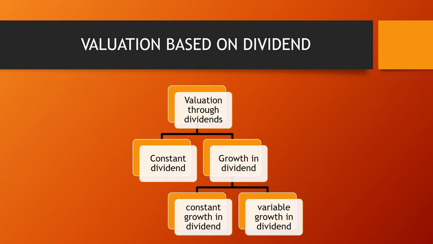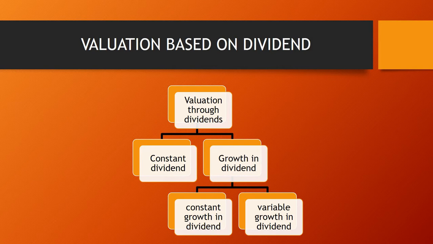We have learned that when there is a constant dividend, there is a constant dividend throughout the life of the shares. For example, suppose in the first year you are getting $10 as a dividend. In the next year also you get $10, in the third year also $10, and so on. That means throughout the life of the stock you get the same dividend. So the dividend is neither increasing nor decreasing.